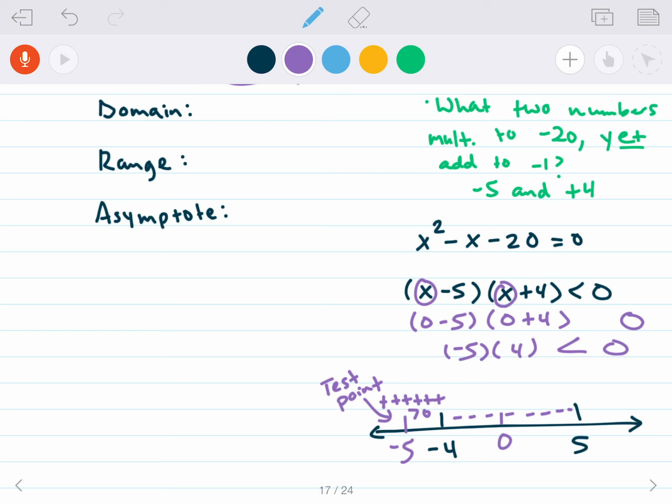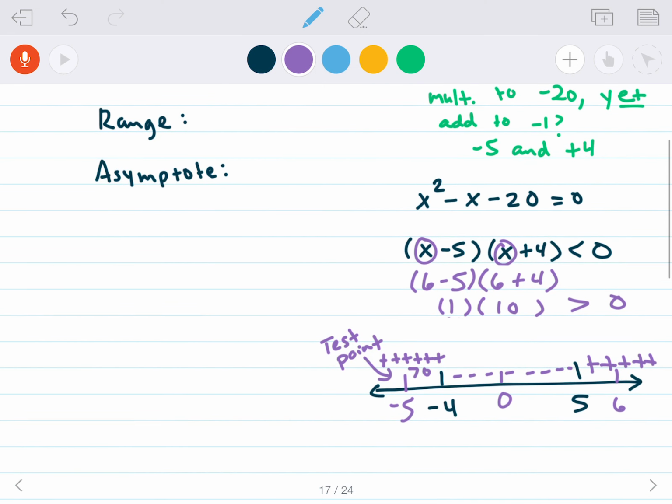Let's pick a test point after 5. So after 5, how about I pick the test point 6? Well, let's plug in 6 for x. We get 6 minus 5 times 6 plus 4. What's that in relation to 0? Well, we get 1 times 10, which is greater than 0. So these are all greater than 0, indicated by the positive numbers.